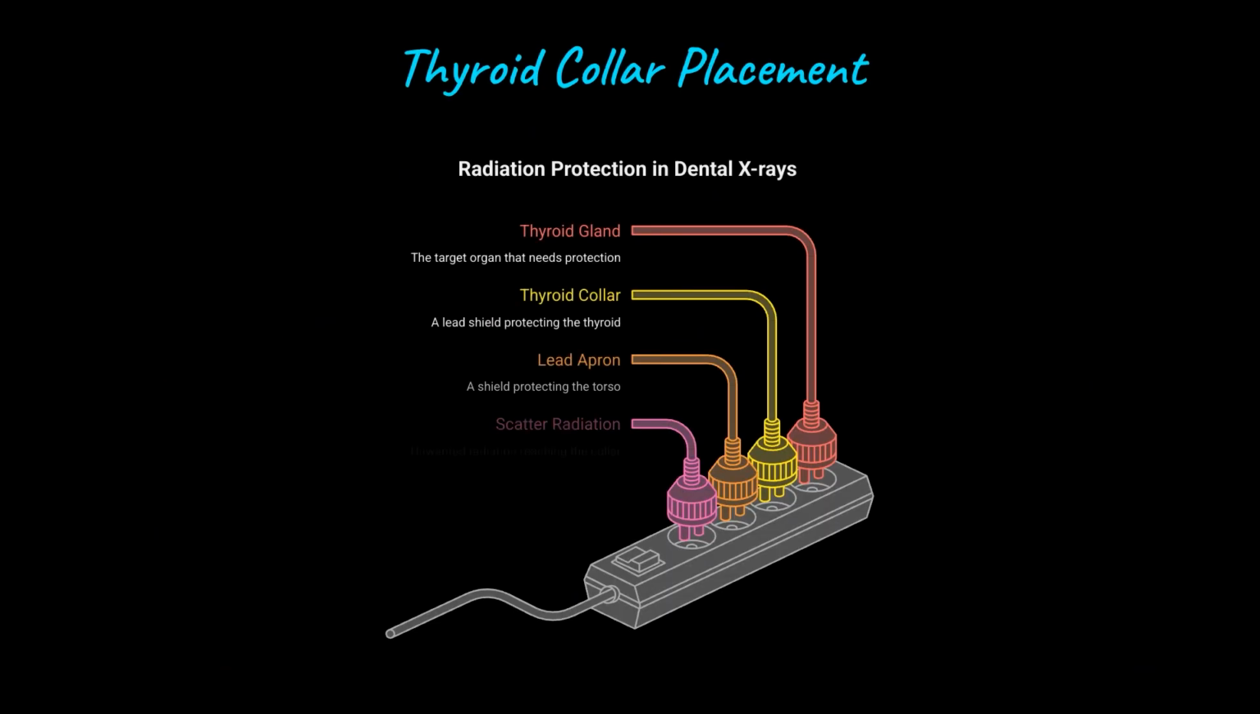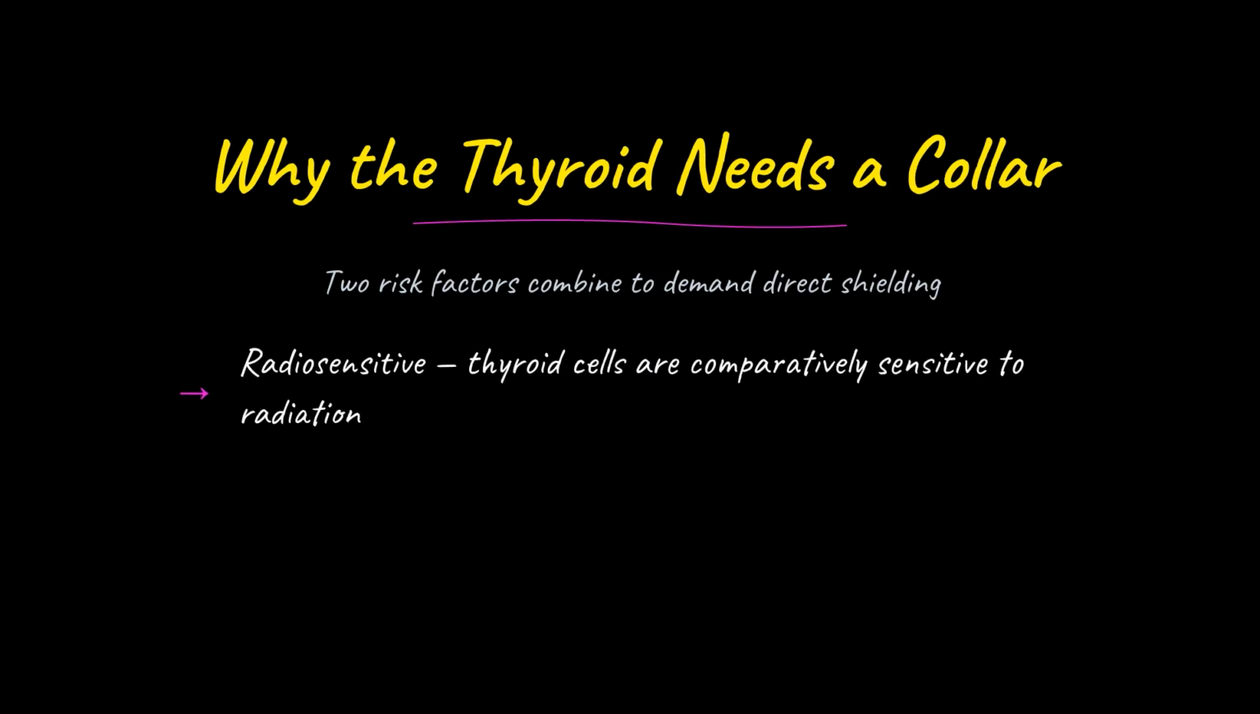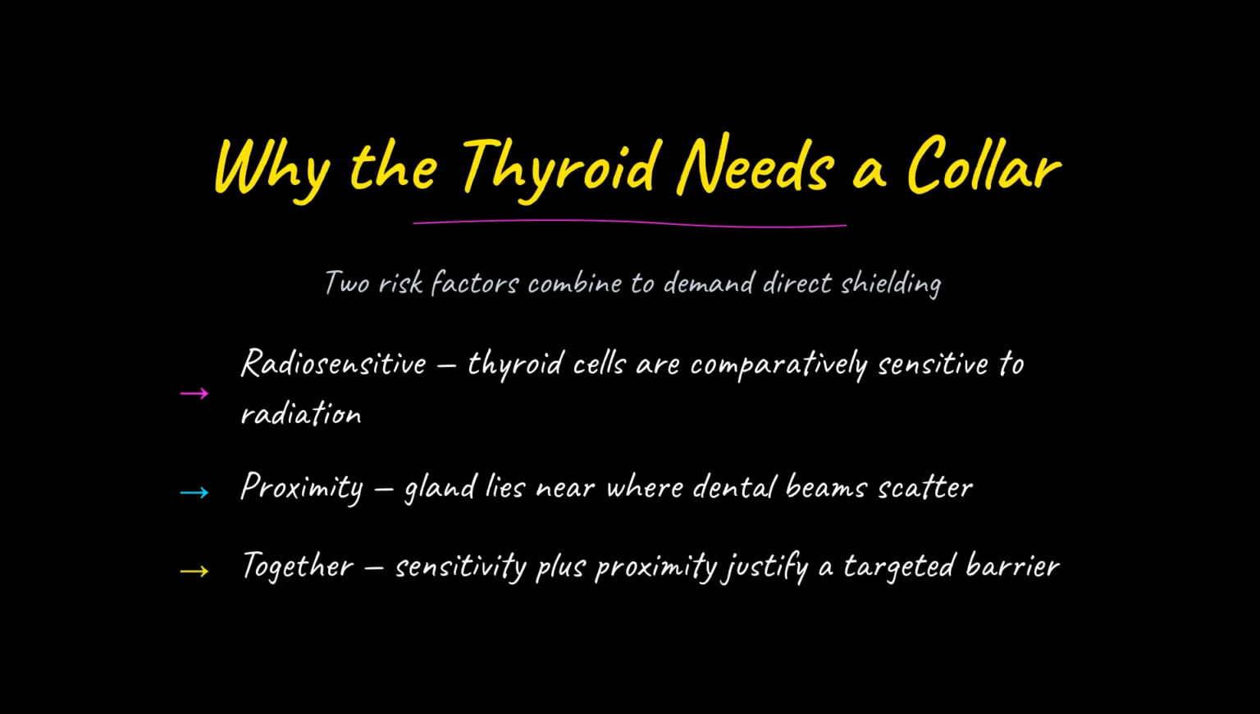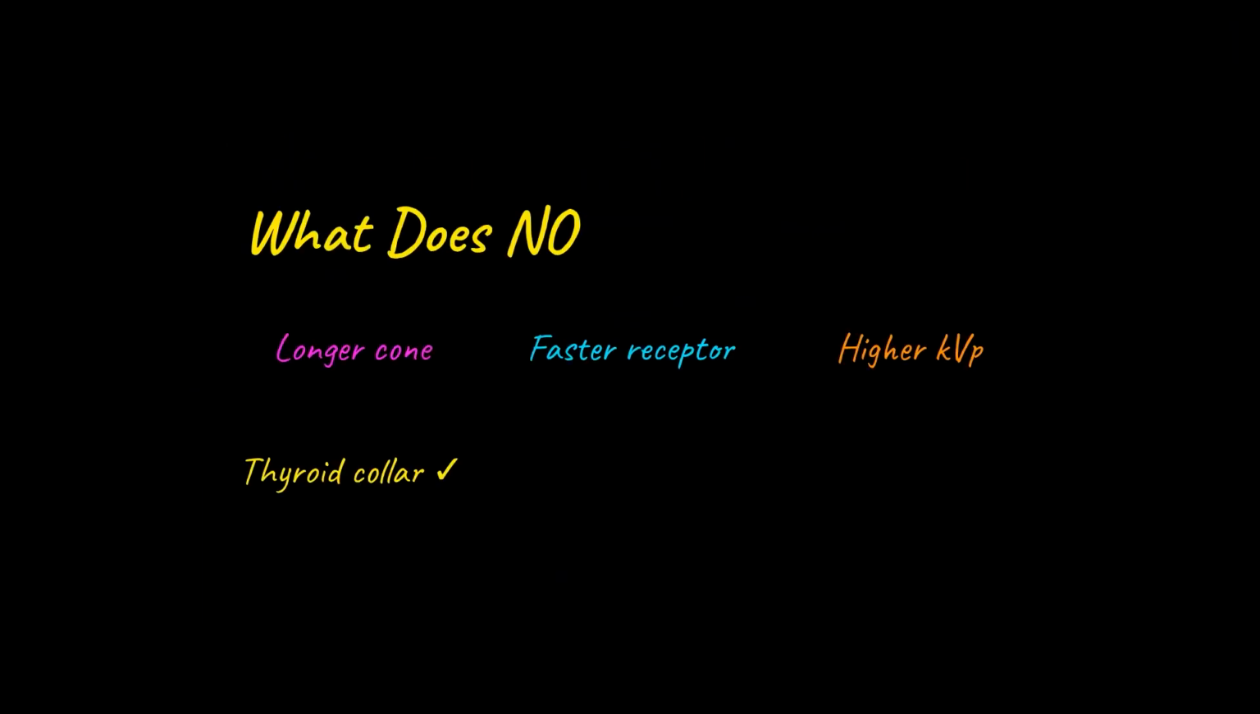The collar drapes over the front of the neck and its lead content absorbs scattered photons before they reach the thyroid. It works locally, standing directly between the scatter source and the gland, while the lead apron covers the rest of the torso. Sensitivity alone or proximity alone might not demand a dedicated shield, but together they make the thyroid worth protecting directly. This is the ALARA principle in action, reducing dose to the tissues most likely to be affected.